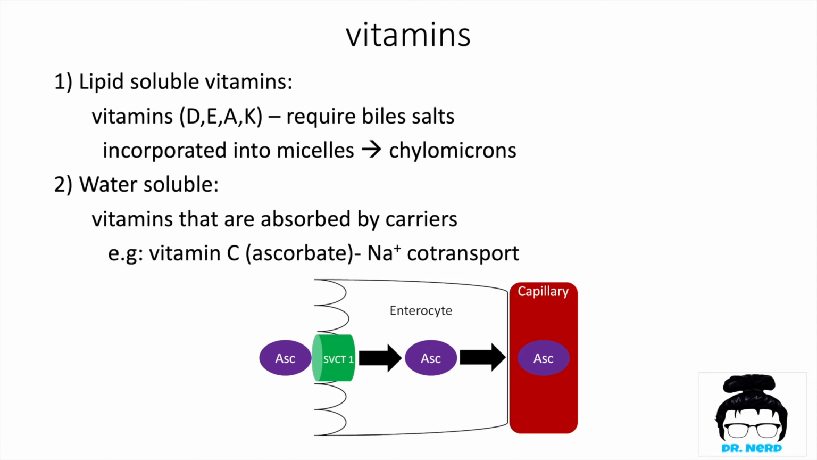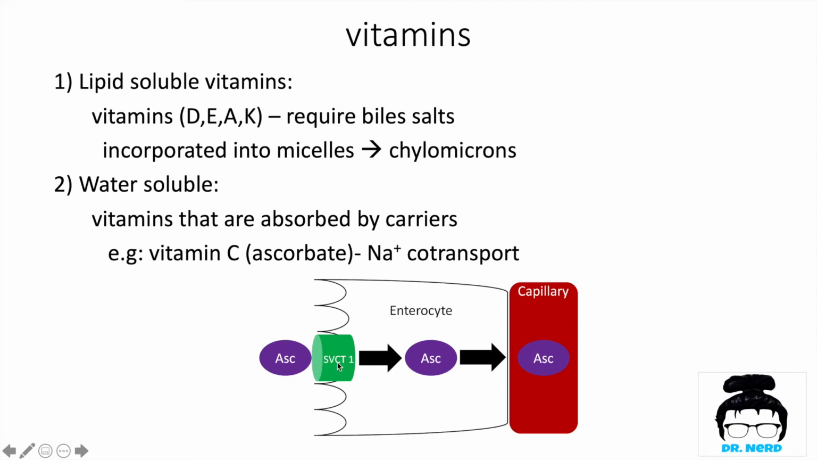by carriers. Vitamin C, for example, has a transporter called the sodium vitamin C cotransporter 1. It takes the ascorbate into the enterocyte using this transporter, and then from the enterocyte into the capillary.